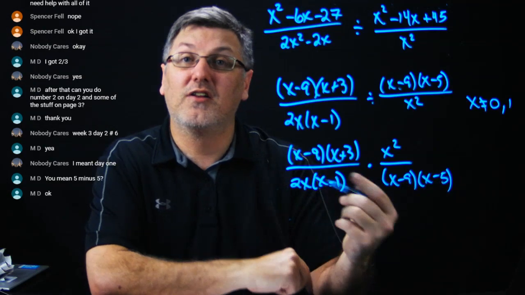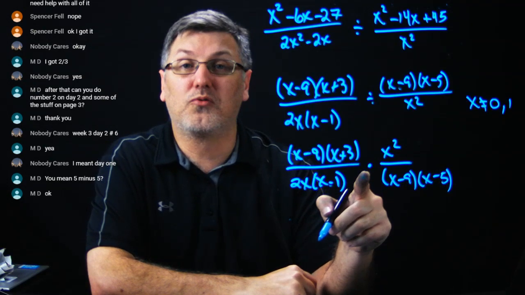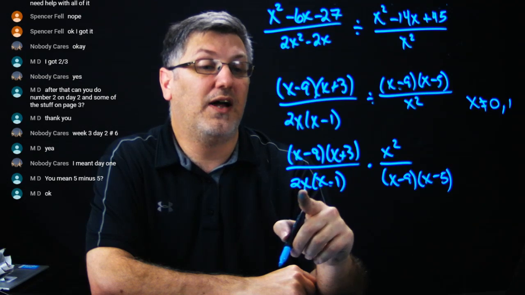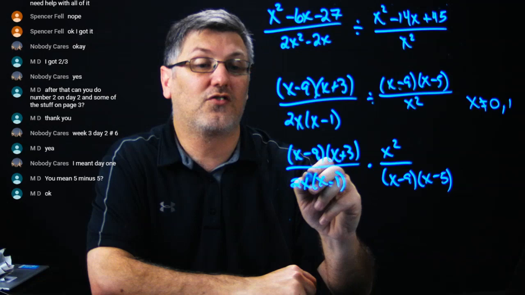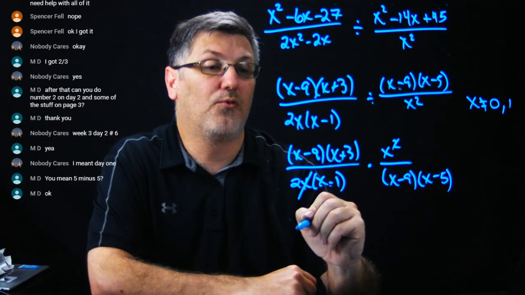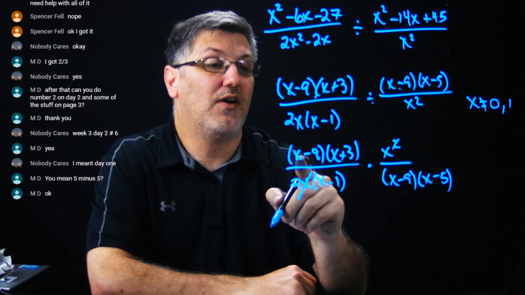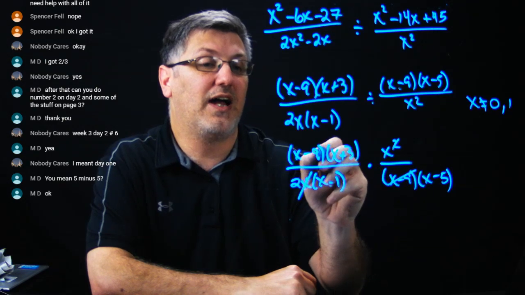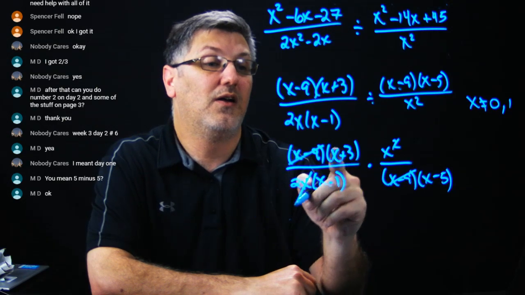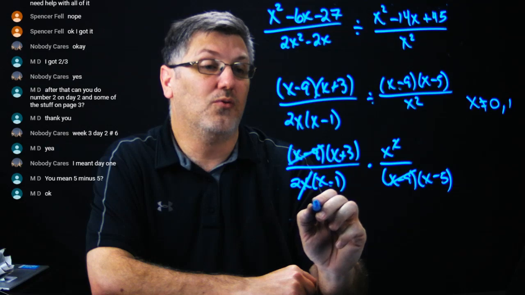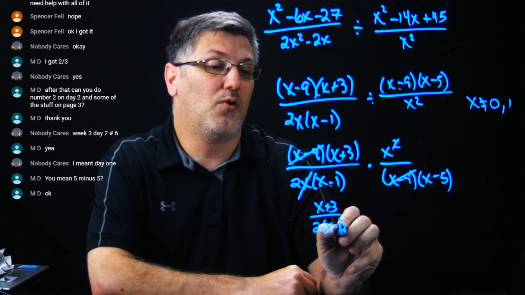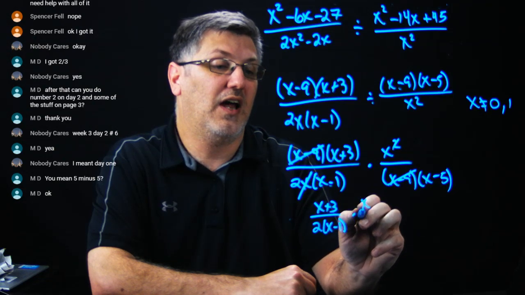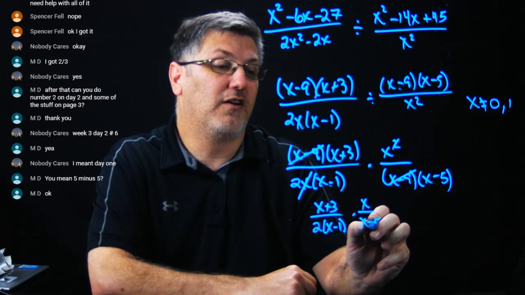Now let's look to simplify my diagonals now that I have multiplication. I have a 2x and an x minus 1 and an x squared. This x squared means x times x, so I have an x on both that cancel out. I have an x minus 9 and an x minus 9 on my diagonals, and those cancel out. So this simplifies down to (x plus 3) over 2(x minus 1) times x over (x minus 5).